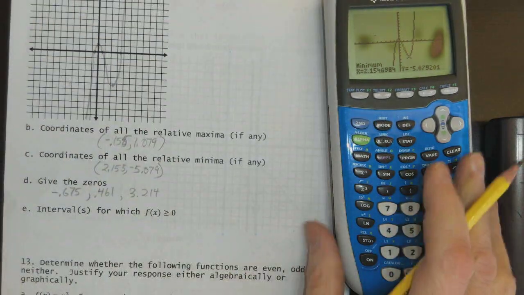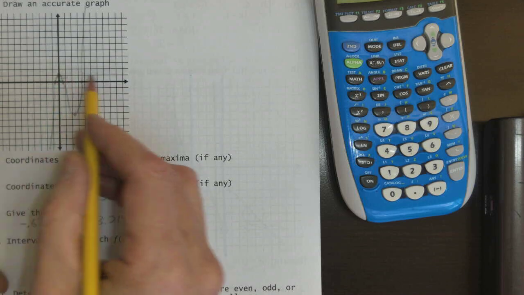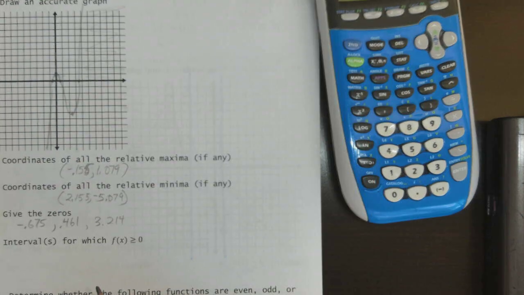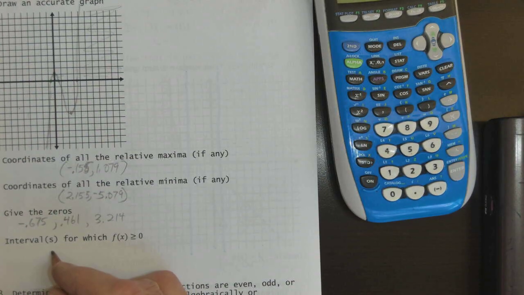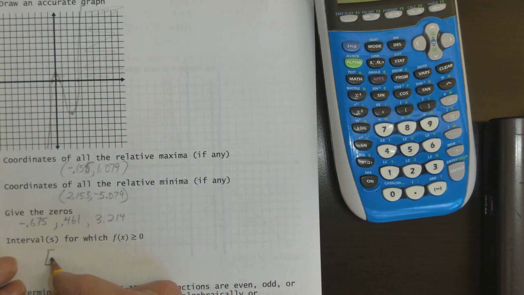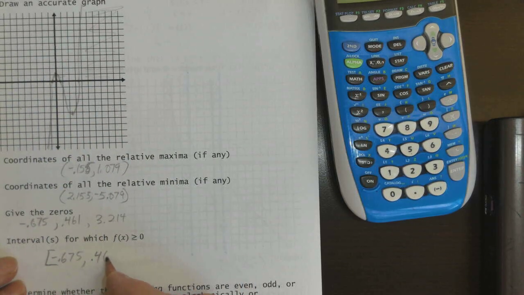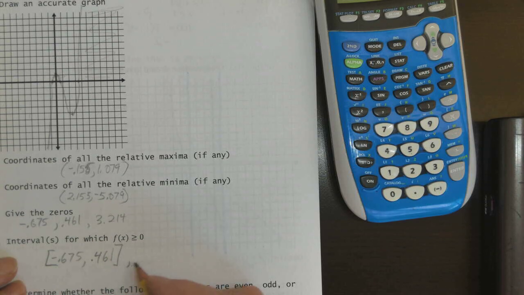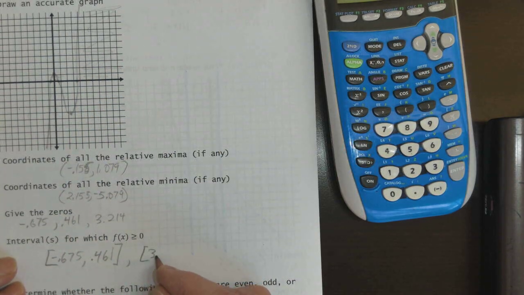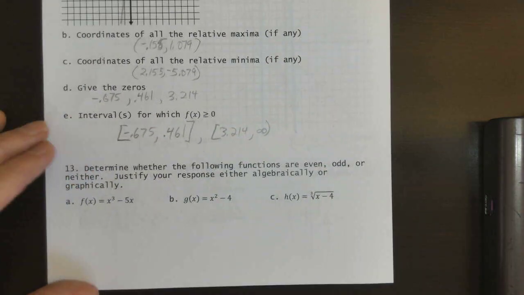All right, I'm hitting those important points. Now, where is it greater than or equal to 0? I would say right here and over here, our graph is above the x-axis. We're greater than or equal to 0. So I will include that 0, negative 0.675 to that 0, 0.461. And after that, 3.214 to infinity.